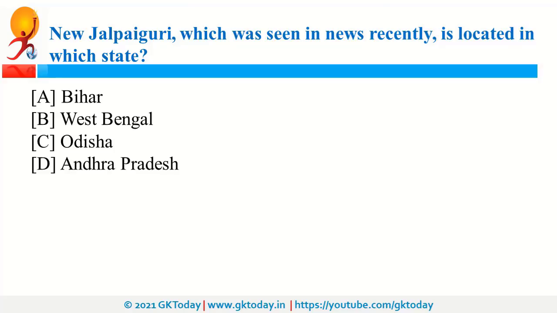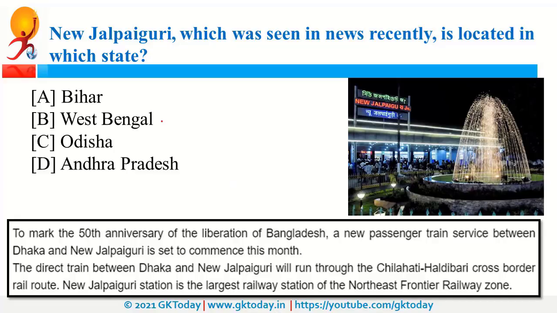Next question is, New Jalpaiguri is located in which state? So it is in the state of West Bengal. Why was it in the news recently? Because this year Bangladesh is celebrating 50 years of liberation. Previously Bangladesh was part of Pakistan, and as a result of the 1971 war, Bangladesh became a separate country. This year, that means in 2021, Bangladesh is celebrating 50 years. That's why a new passenger train service was started between Dhaka, the capital of Bangladesh, and New Jalpaiguri. This New Jalpaiguri is in West Bengal.